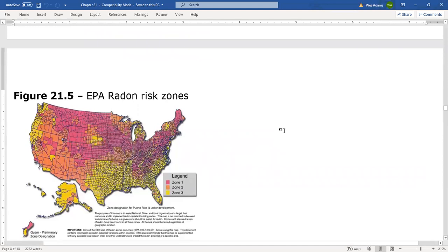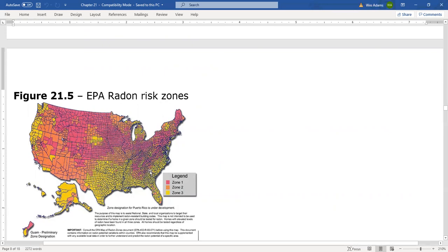This is from the EPA. This shows radon risk zones throughout the country. The reds are obviously bad. They're more rocky, mountainous terrains, the reds and the oranges, where the yellows tend to be a little bit more coastal areas in general, but definitely not any sort of uranium in the rocks.